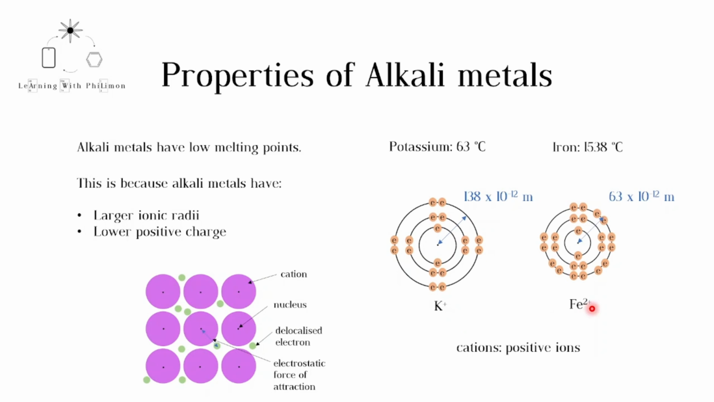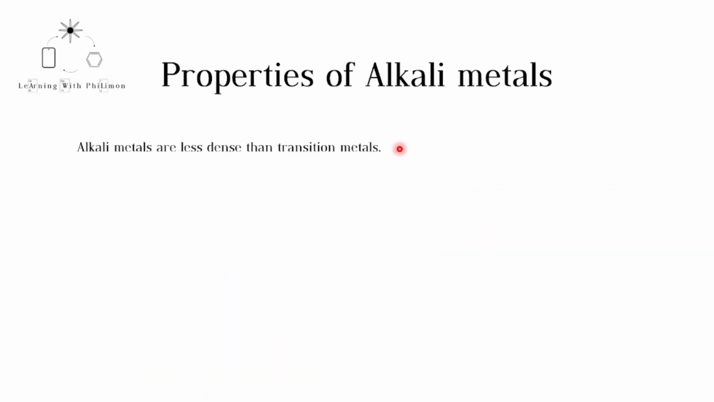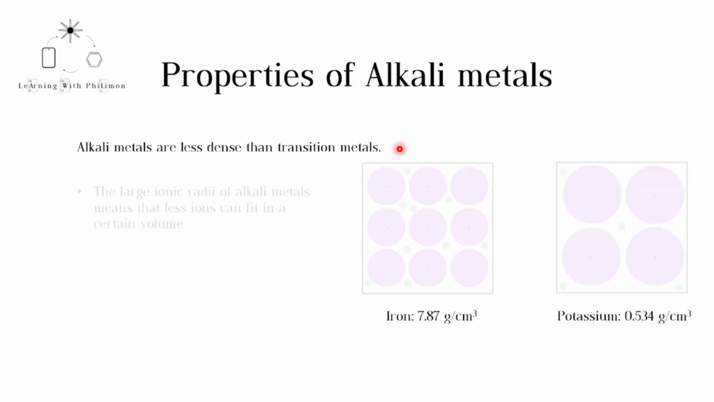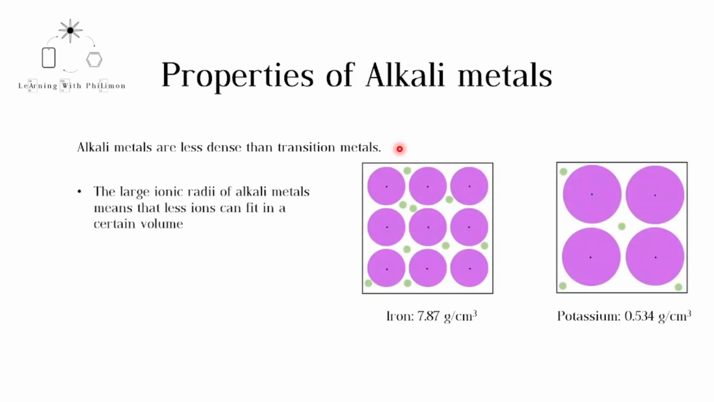Now let's take a look at another property. Alkali metals are less dense than transition metals. For example, potassium has a density of approximately 0.534 grams per centimeter cubed, whereas iron has a density of 7.87 grams per centimeter cubed. This can again be explained by the larger ionic radii of alkali metals. Because of their larger size, you cannot pack as many in a given space. As you can see in the diagram, you can only fit 4 larger ions on the right. This leads to a lower density.